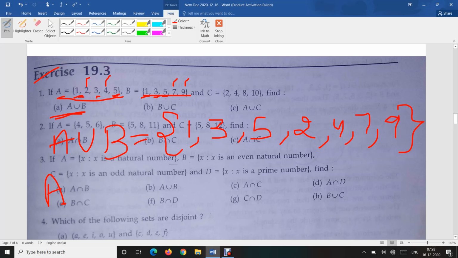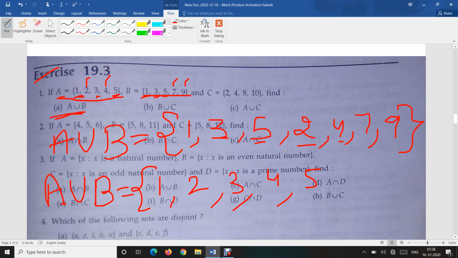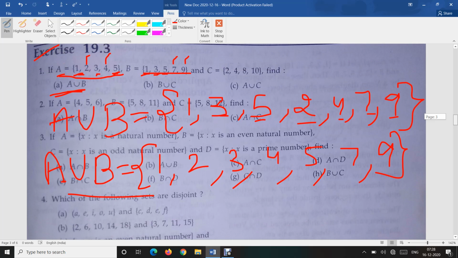Now you can arrange them in a sequence. That means you can write it in the way: set 1, 2, 3, 4, 5, 7 and 9. So this is A union B. First of all you write the common elements, after that you write the remaining elements. In a similar way you can find B union C.